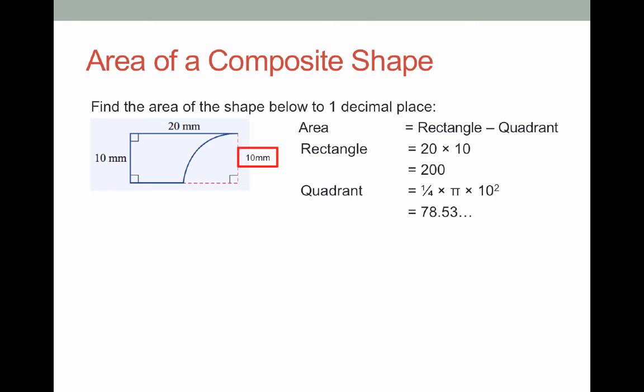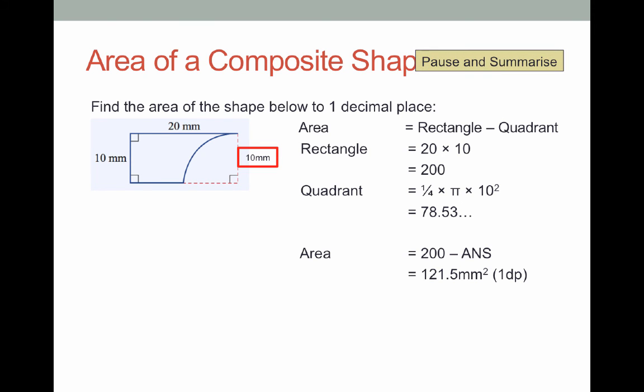Looking at our first line of working out, the area is the rectangle minus the quadrant. Well, we have those two areas now. Our area is going to be 200 minus the answer on our calculator. That's why I asked you to keep it in your calculator. This gives us the most accurate answer, when we round it, to 121.5 millimeters squared.